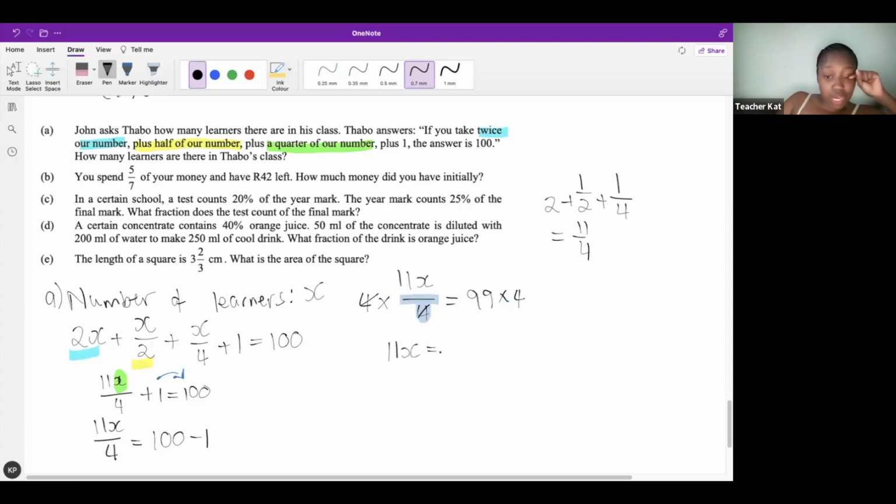99 times 4, 396. And finally, I have a 11x to get rid of. How am I going to get rid of 11x? This guy over here, this 11. Nice. Divide by 11, divide by 11. Therefore, there are how many learners in the class? 36.